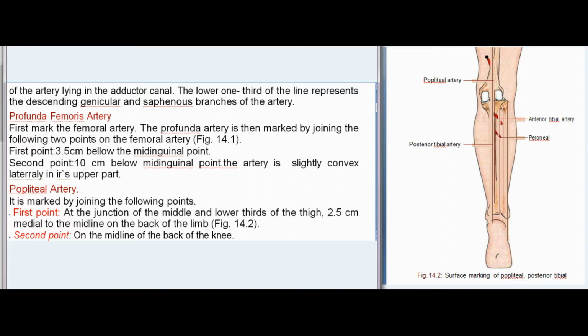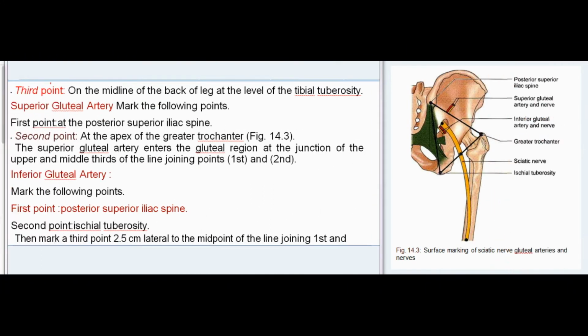Popliteal artery. It is marked by joining the following points. First point, at the junction of the middle and lower thirds of the thigh, 2.5 cm medial to the midline on the back of the limb, Fig 14.2. Second point, on the midline of the back of the knee. Third point, on the midline of the back of the leg at the level of the tibial tuberosity.